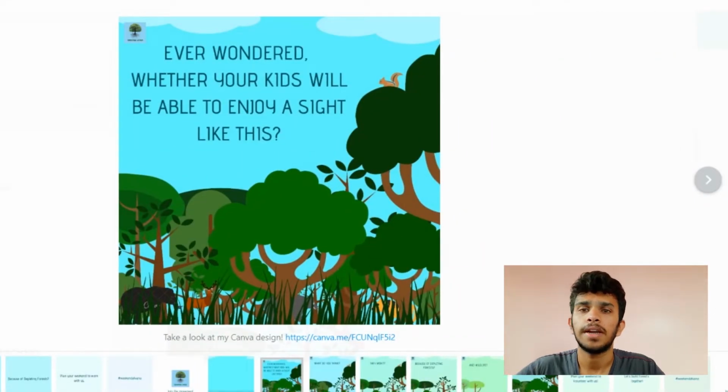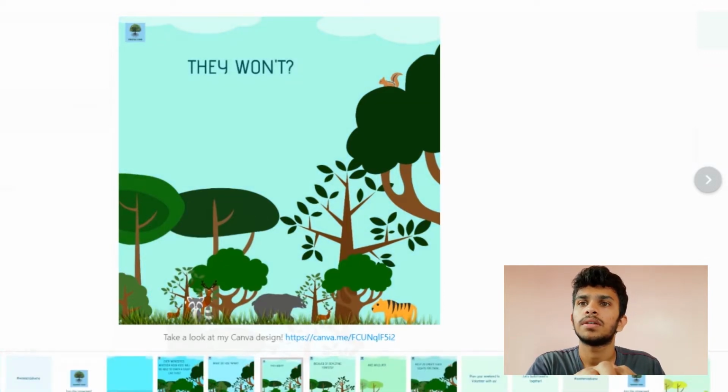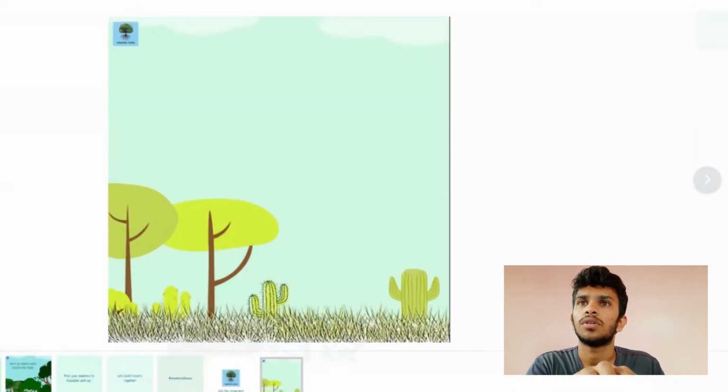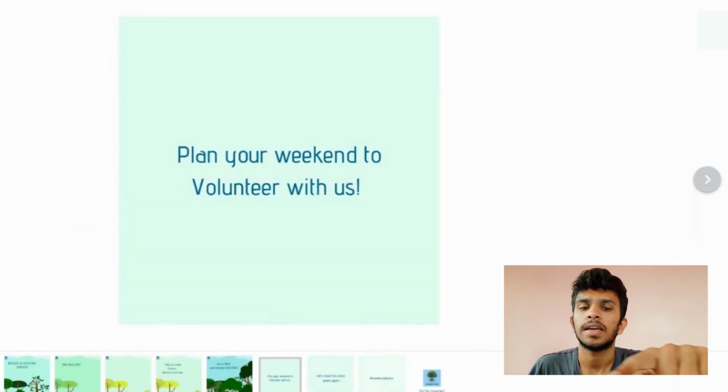This is the first slide and you can see there is some text, there are some trees, there's a background, there's a logo and everything. This is the second one, third one, fourth, fifth, sixth, seventh, and there are many more such slides. There are around 12 slides. So the last slides are like these.